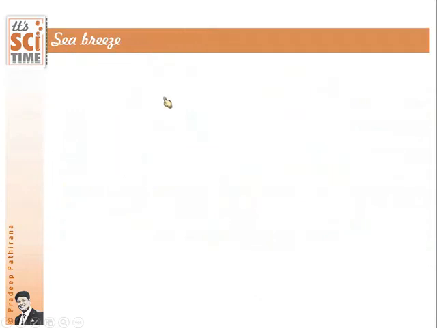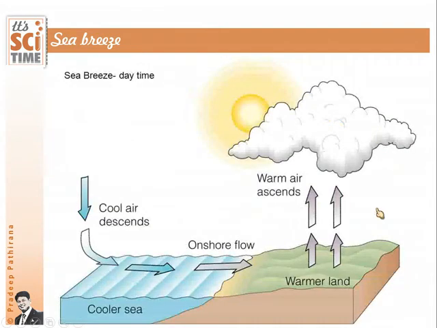Now let's see two applications of convection. Sea breeze is one application. Look at this picture. This is sea breeze. It occurs at daytime. Here there is the sea and the land. The reason for the sea breeze is the land getting warmer quicker than the ocean. That means in daytime, land takes a short time to heat up, but the sea takes a long time to heat up.